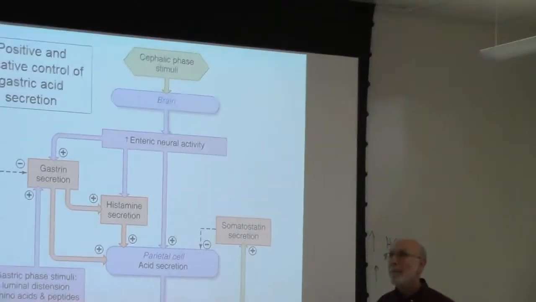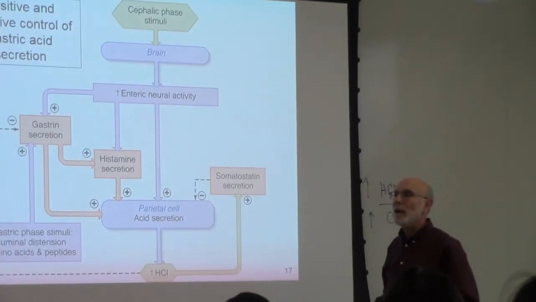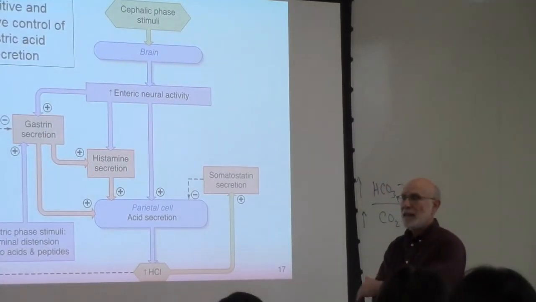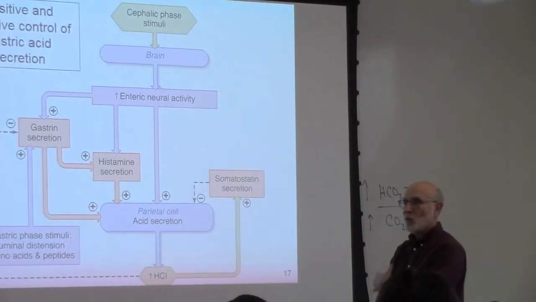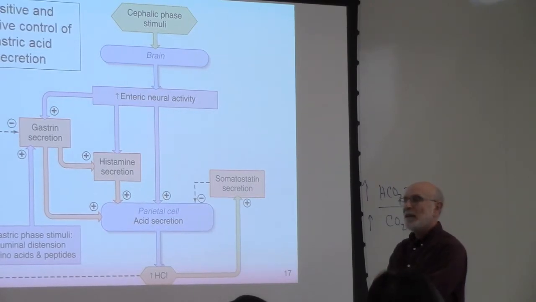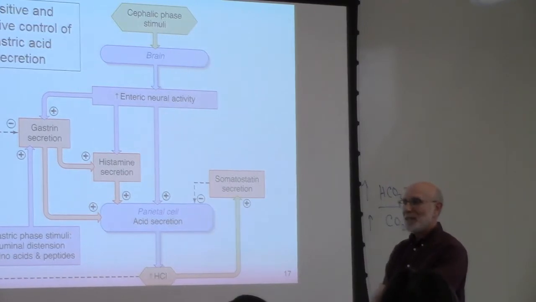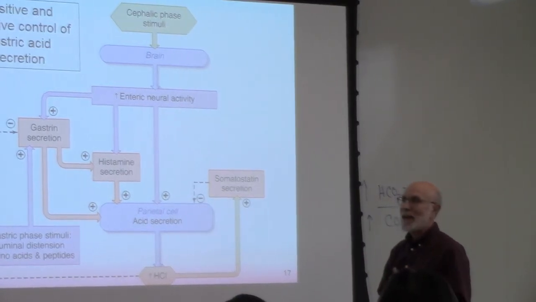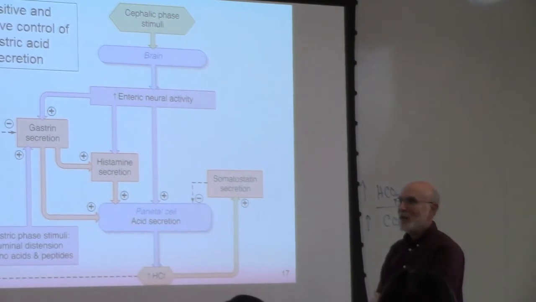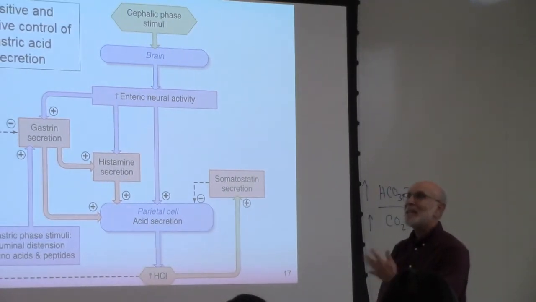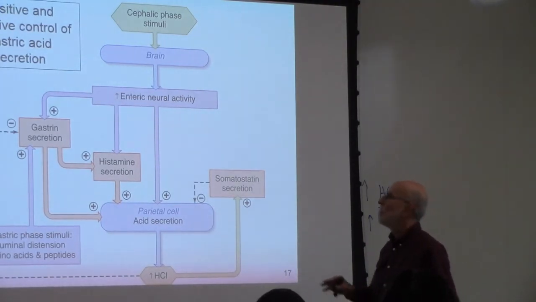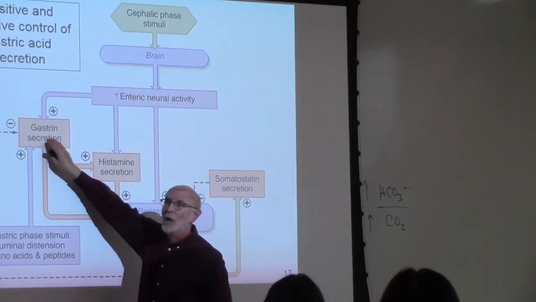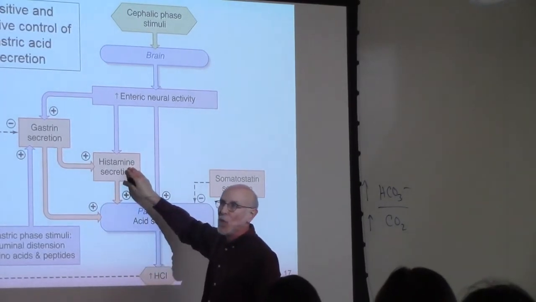Yeah? Where is it coming from? It's from other endocrine cells in the stomach, sort of on the outside lining of the stomach. So there's a whole set of endocrine cells: G cells that secrete gastrin, H cells that secrete histamine, S cells that secrete somatostatin. I'm not going to ask you to know the names of those cells. These are endocrine cells that secrete these hormones.